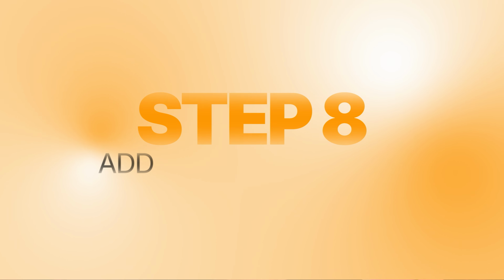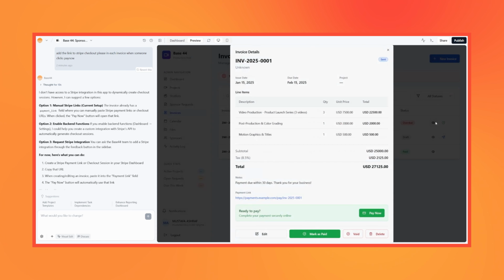Step number 8. Add key integrations. Now it's time to add an integration. I asked Base44 to connect Stripe so sponsors could pay invoices directly in the app. But right now, Stripe isn't available on the free tier, which I'm currently using. It gave me workaround options, so I used the external payment links. This adds a payment link field to invoices and a Pay Now button.